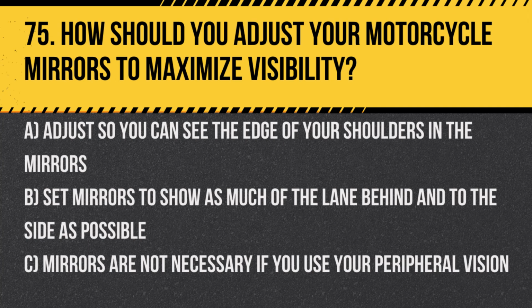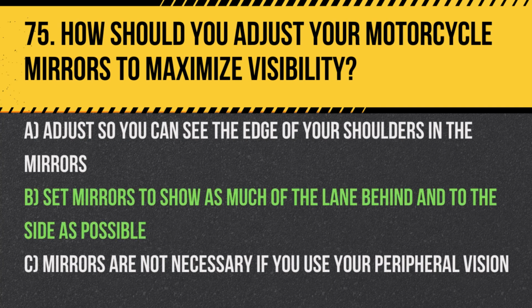Question 75. How should you adjust your motorcycle mirrors to maximize visibility? A. Adjust so you can see the edge of your shoulders in the mirrors. B. Set mirrors to show as much of the lane behind and to the side as possible. C. Mirrors are not necessary if you use your peripheral vision.